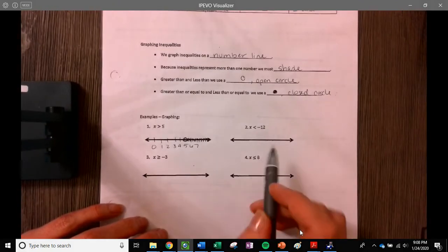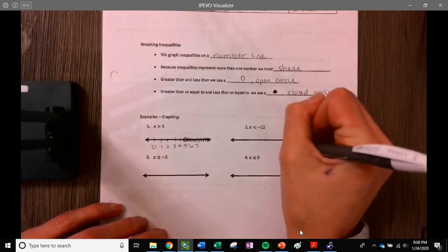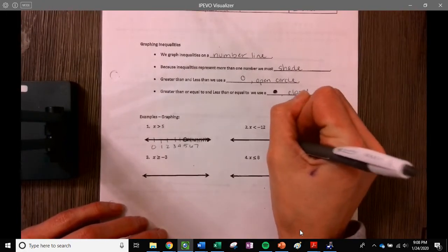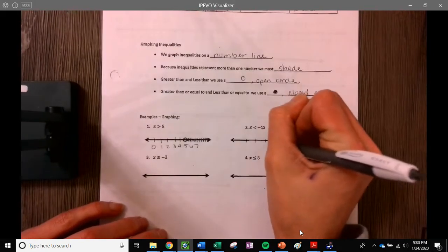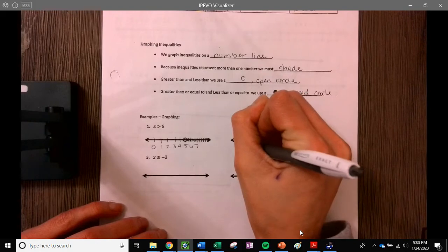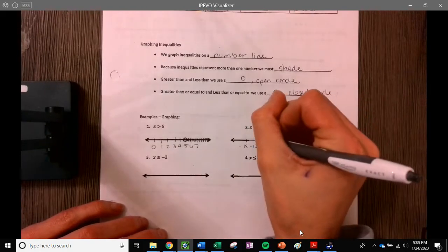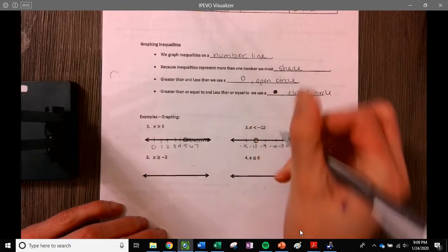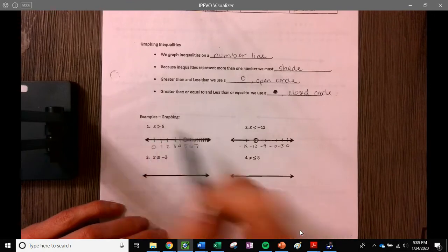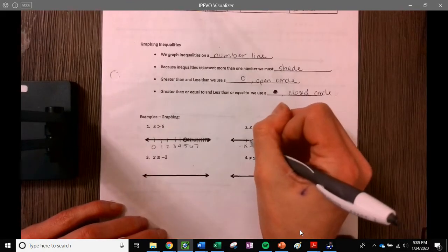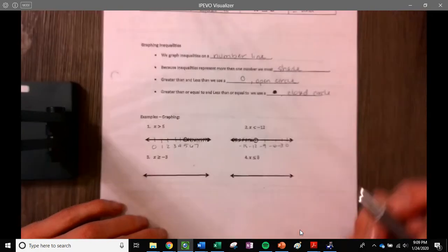All right, over here we've got x is less than negative 12. I'm going to call this 0, and I'm going to take some liberties here with my numbering. Go by threes. I have an open circle on negative 12. My arrow is pointing to the left because I'm going smaller than negative 12. So I'm going to shade in the direction that the arrow is pointing. Down that way.